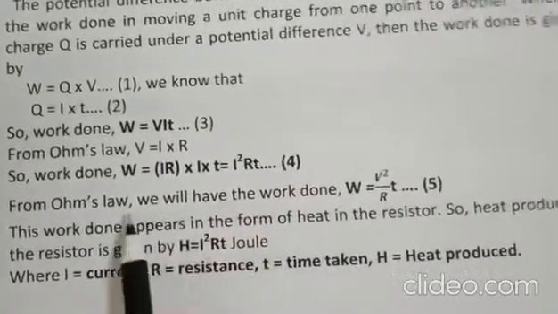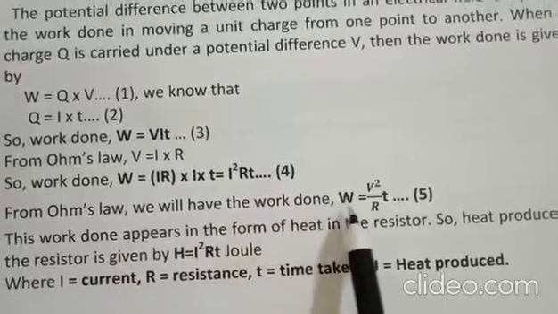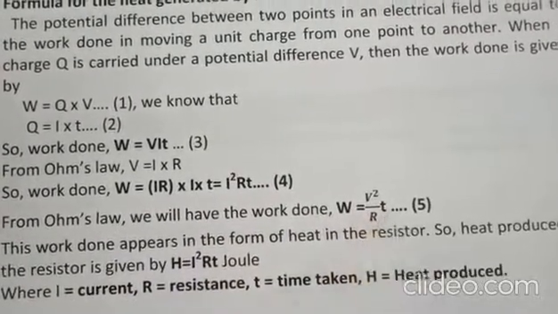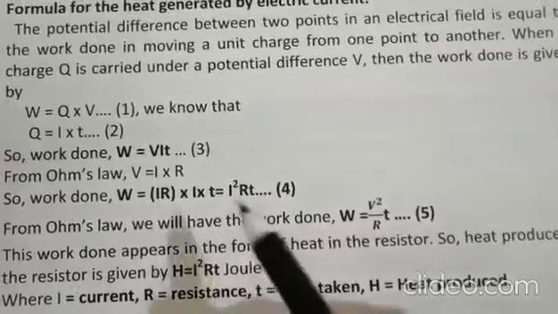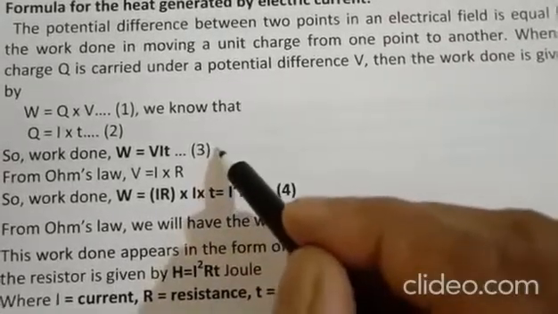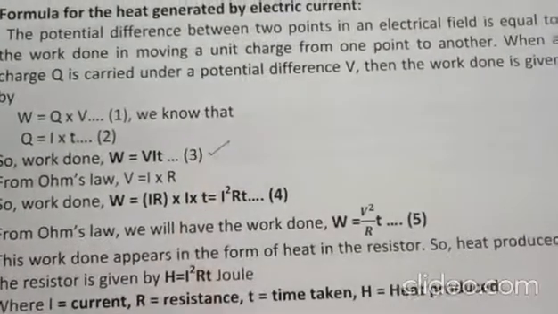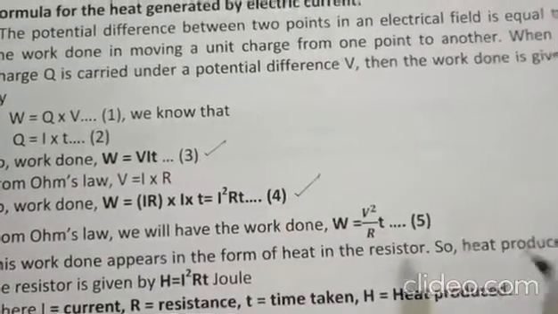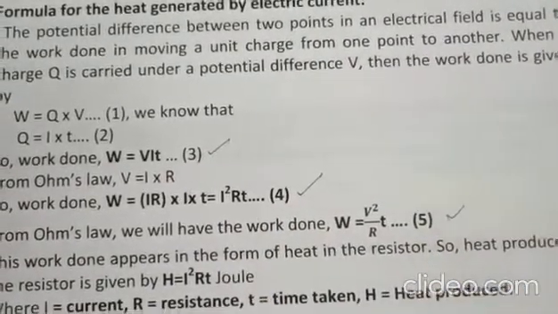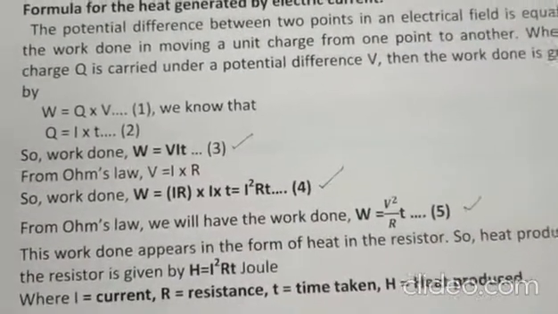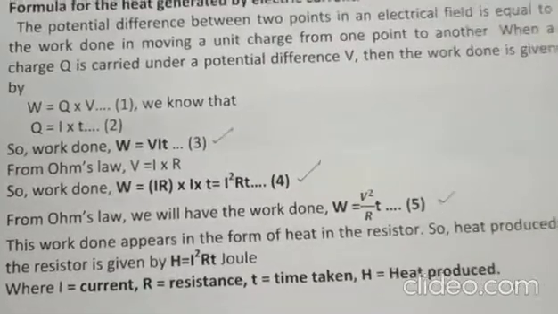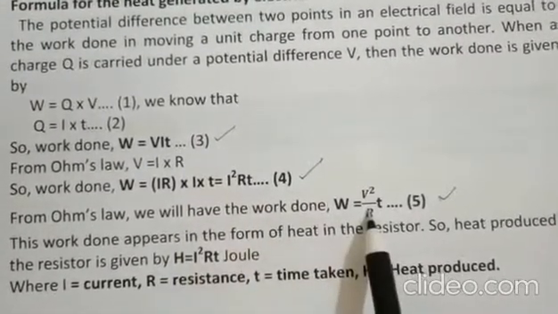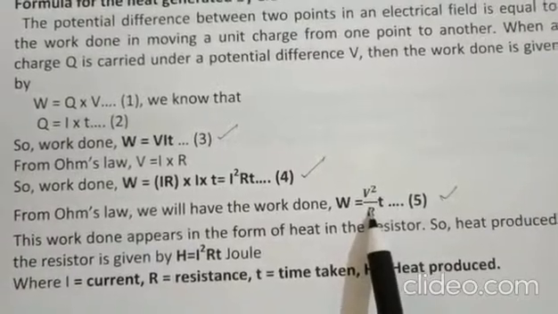Now from the Ohm's law, we will have the work done also in the format of V squared by R into T. So till now we have got 3 equations to find out the work done. The first one is VIT, the second one is I square RT, and the third one is V squared by R into T. So on the basis of the information given there, we can use any one of the equations to find out the work done.